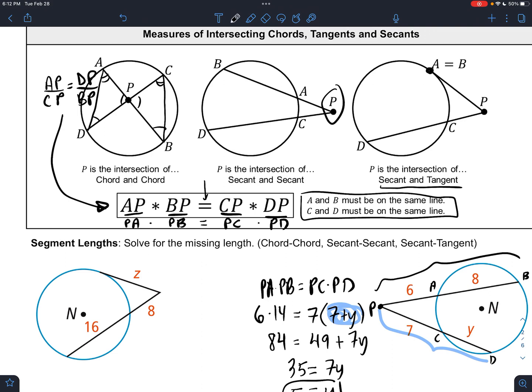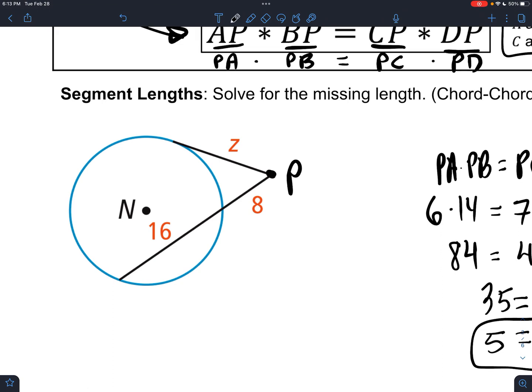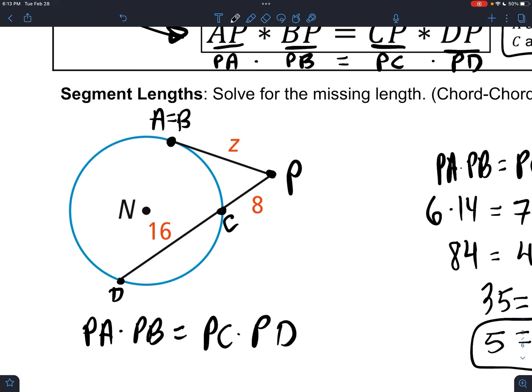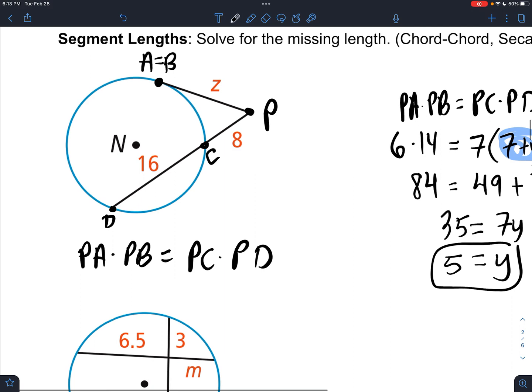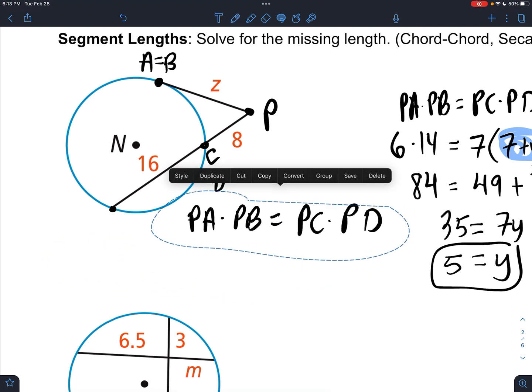One of the cases is when you have a secant and a tangent. The tangent's interesting though, because this point now has 2 names. It's A and B. Imagine taking this line and dragging it up here slowly. So B, A, B, A, and eventually they're going to touch. So when I label this one, P is the intersection, I just label A and B as the same point, because the tangent only hits once. So A and B are kind of the same. We have C and D. So same formula: PA times PB is PC times PD.